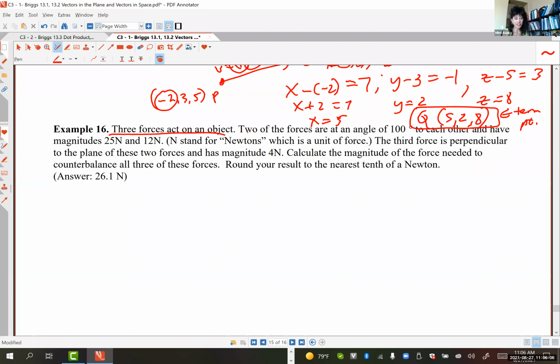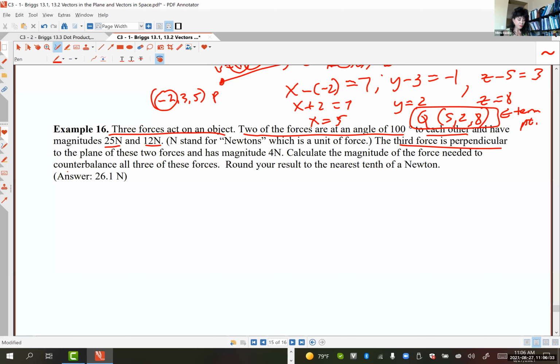3 forces act on an object. 2 of the forces are at an angle of 100 degrees to each other and have magnitudes 25 newtons and 12 newtons. Ooh, newtons. You're using the metric system. Oftentimes you're using newtons instead of pounds. In the previous couple examples we did, the units were pounds, but here they're newtons. Different.